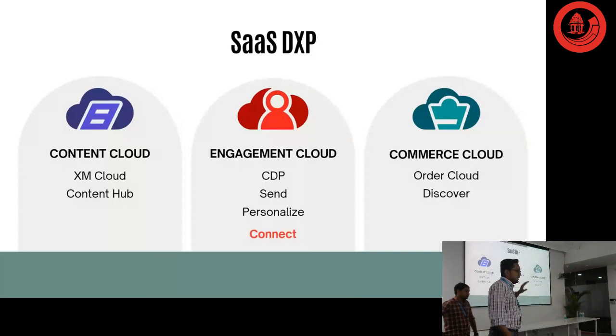The second one is experience. For experience, which is engagement cloud, we have CDP, Send, and Personalize. And Sitecore Connect was a recent addition to that. I guess on October 22nd was when Sitecore Connect was added to the engagement cloud. And then we have Commerce Cloud, where the experience gets to the customers. We know we have different products, and how this experience reaches the customers is done by Commerce Cloud. So these three are the main pillars of composable DXP. Now we'll explore more on Connect.